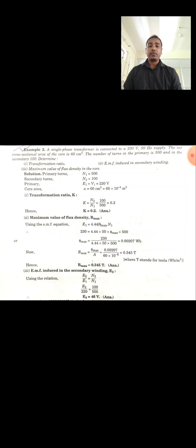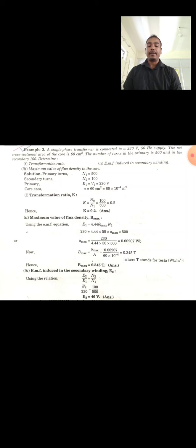Now first we have to find the transformation ratio K. From the formula we have K is equal to N2 by N1. We have the values of N2 and N1. We will put them in and we will get K is equal to 0.2.